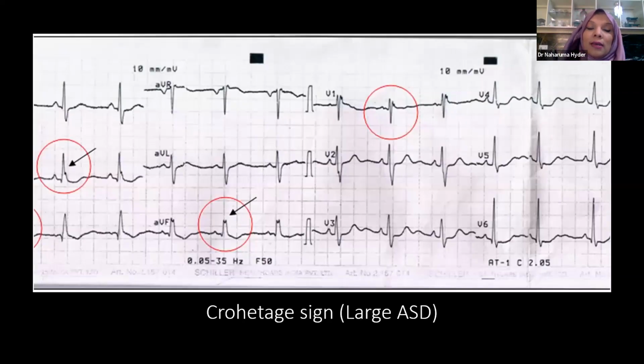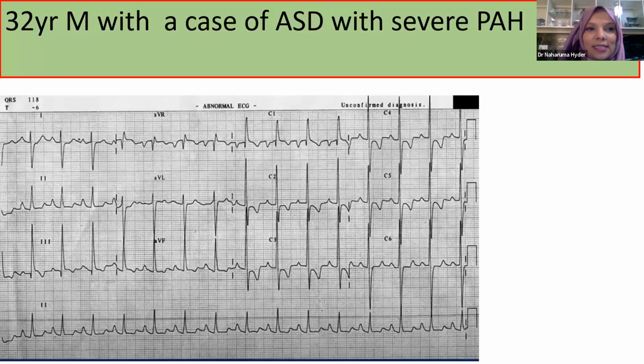And another very important thing: if we get this crochetage sign, what is this? Broken needle sign. If we get this in lead 2, 3, aVF, the inferior leads, it indicates this is a large ASD. So this is also something I can label as a red flag sign.